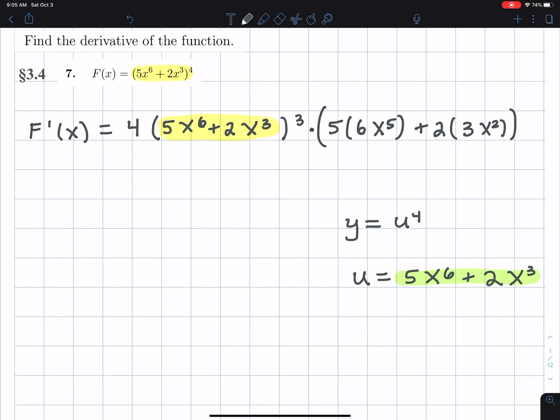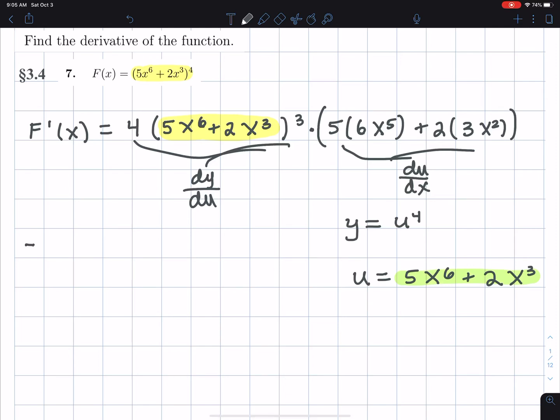Notice that around this whole piece, which is the derivative of u with respect to x, that whole piece I put parentheses. This on the left is the derivative of y with respect to u. I sort of made it more complicated by showing all that. However, let's keep moving forward.